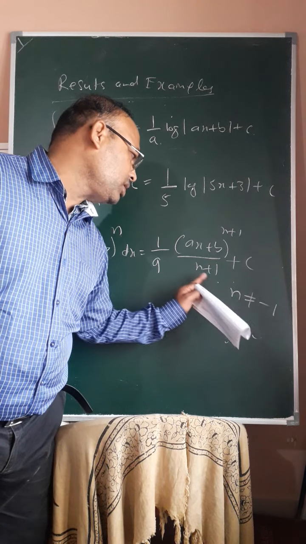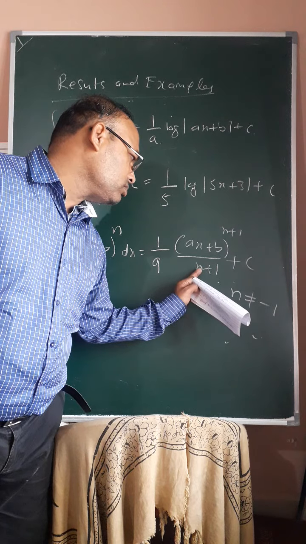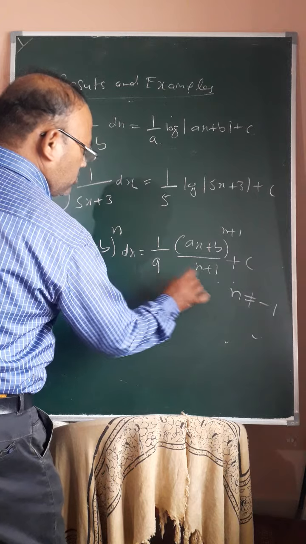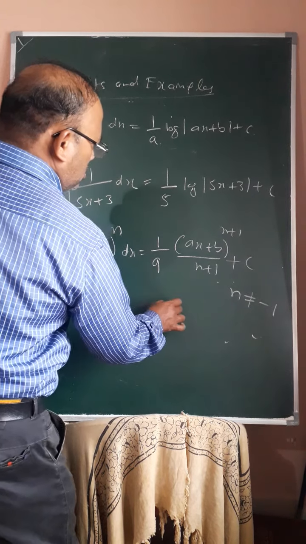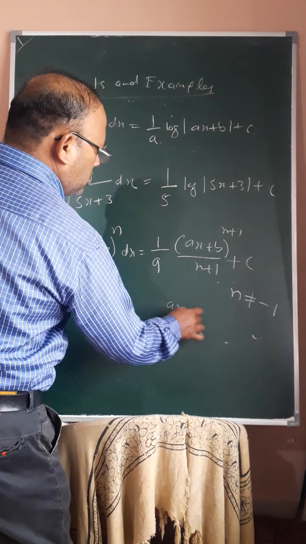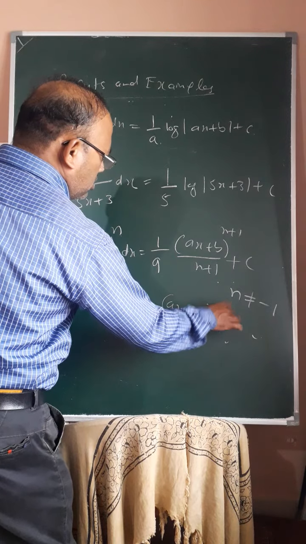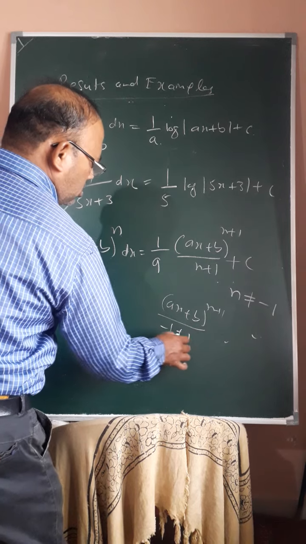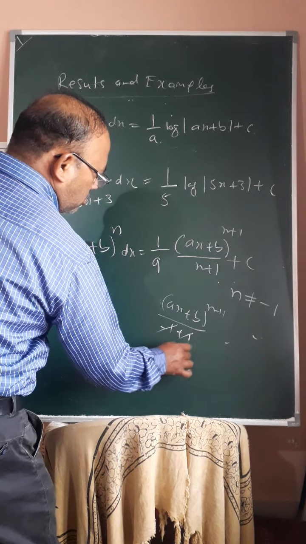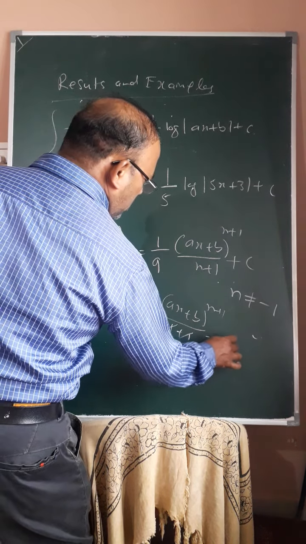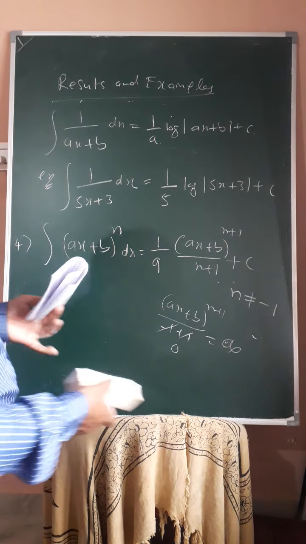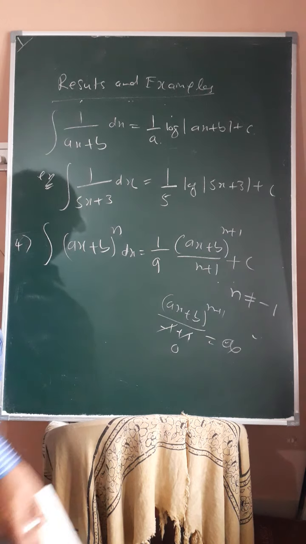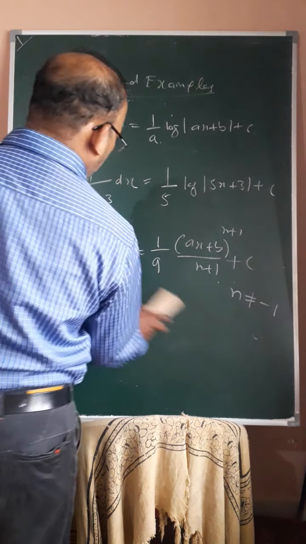If n becomes minus 1, what happens? This minus 1 plus 1 cancels and becomes 0 in the denominator. Anything divided by 0 becomes infinity, which is meaningless. That's why n should not be equal to minus 1. That's the condition.